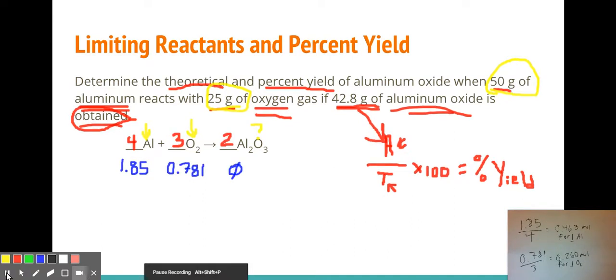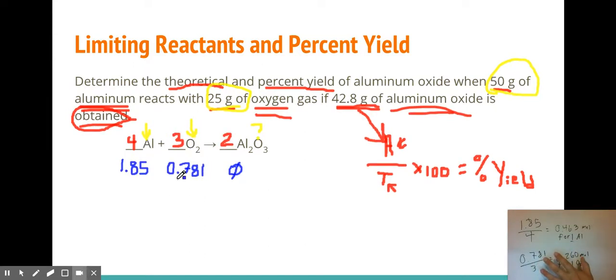Okay, so now that I have my initial values, 1.85 moles for aluminum, 0.781 moles for oxygen, and then 0 moles for my product because I haven't made that yet, I have to figure out which one of these is limiting. Now, I cannot directly look at 0.781 and 1.85 because this is not a one-to-one relationship. So in order to compare a one-to-one relationship, what I do, now this is just scratch work on the side.